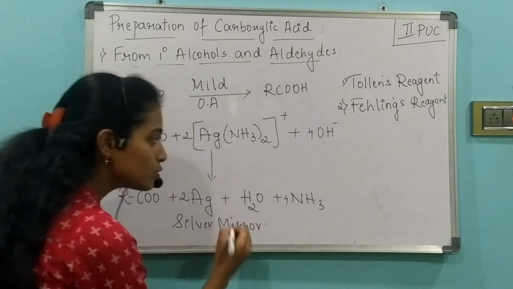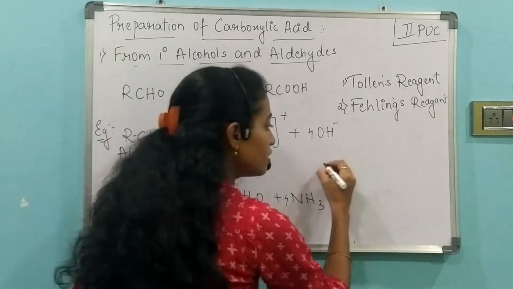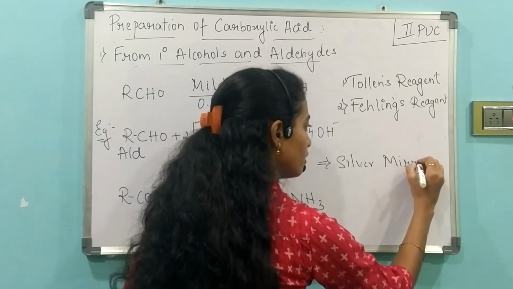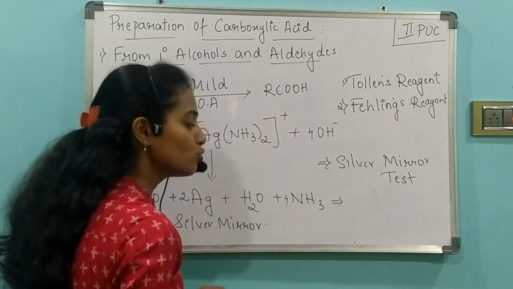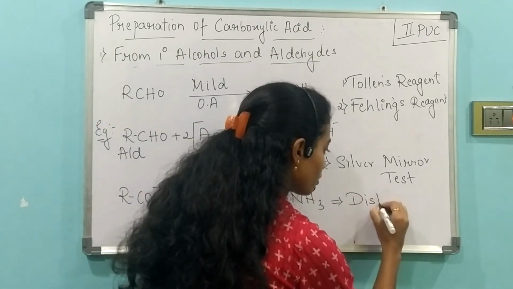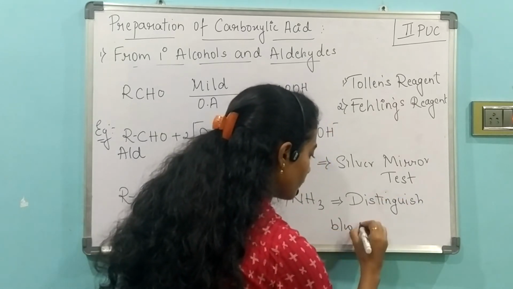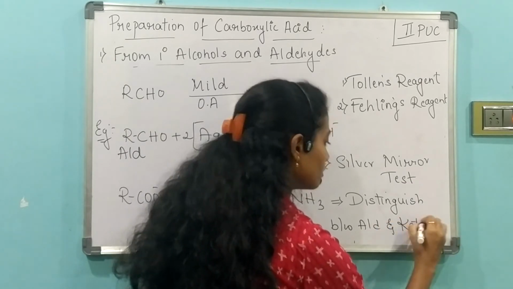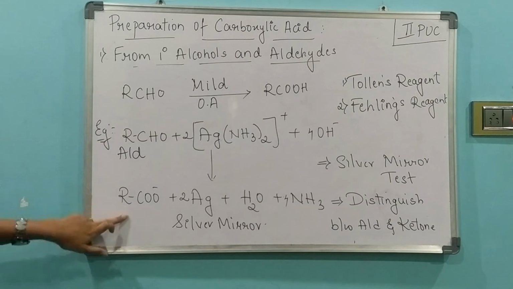And you can also call this particular reaction a silver mirror test. This reaction is used for distinguishing between aldehyde and ketone, and therefore here again I have converted my aldehyde into the carboxylate ion.